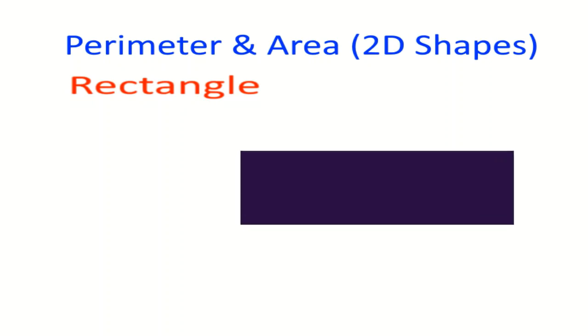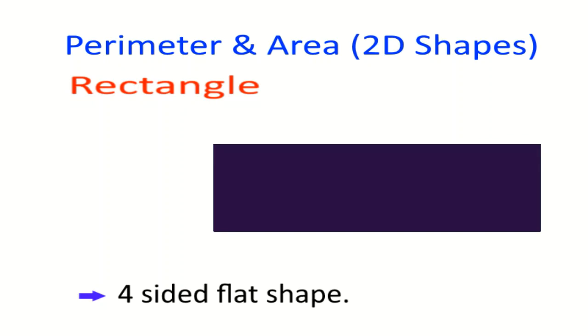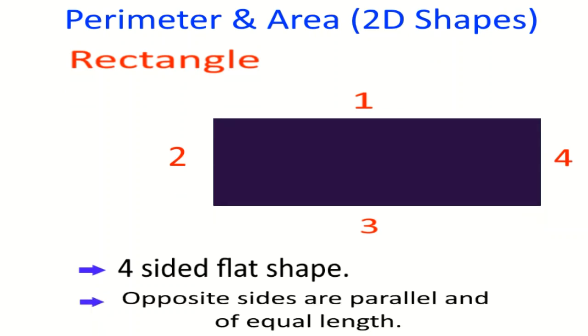First we can take the rectangle. A rectangle is a 4-sided flat shape, and the 4 sides are 1, 2, 3 and 4. And also the opposite sides are parallel and of equal length. That means sides 1 and 3 are parallel and of equal length. Likewise sides 2 and 4 are parallel and of equal length. And also a rectangle is a 2-dimensional shape which has length and breadth.